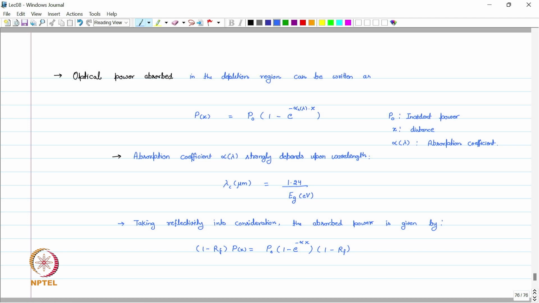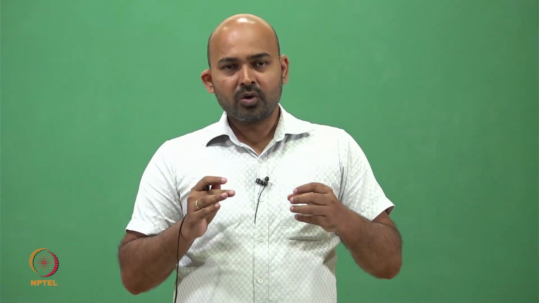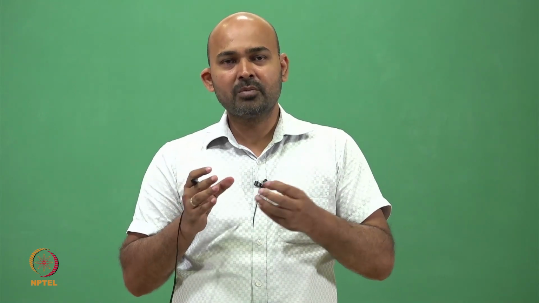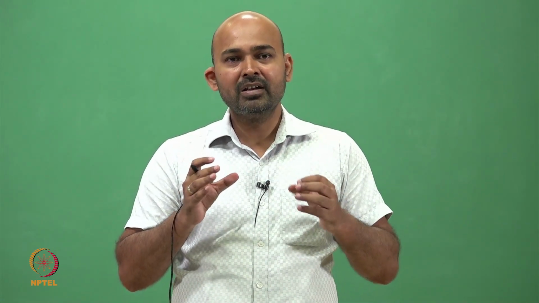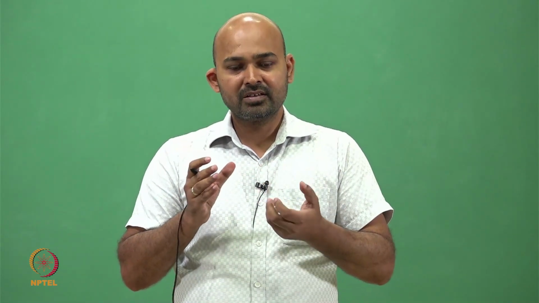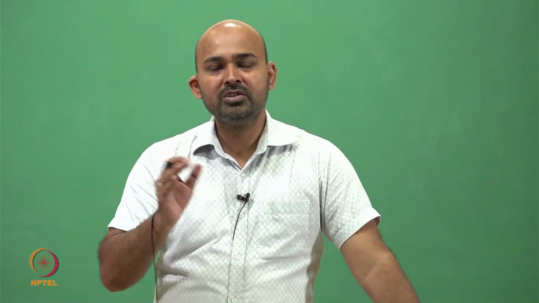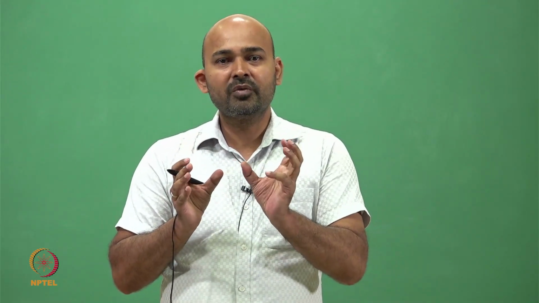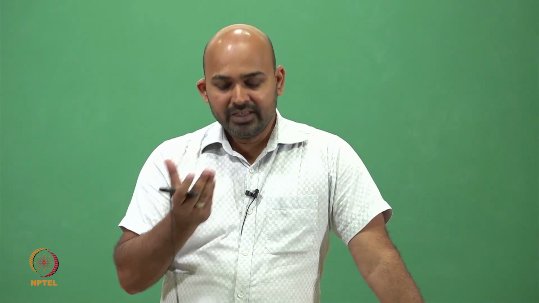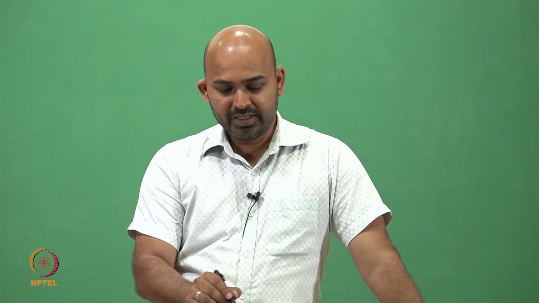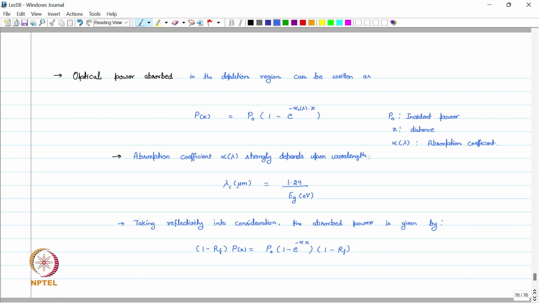When photons are incident on the material, not all of them go into the material, because some part of them gets reflected back. If some portion is reflected back, how much goes into the material is 1 minus the reflectivity, which varies from 0 to 1. So 1 minus Rf is the fraction of photons which actually goes into the material, and those photons get absorbed in the intrinsic region based on the formula P of x equal to P naught into 1 minus e to the power minus alpha into x. So if we consider the reflectivity as well, we have to put the factor 1 minus Rf into account.